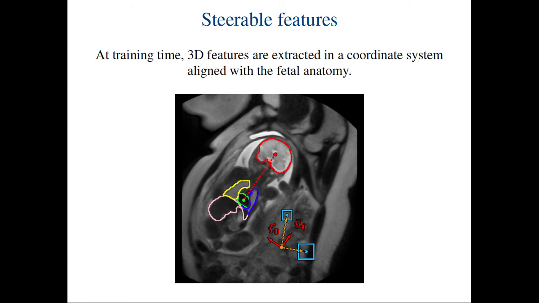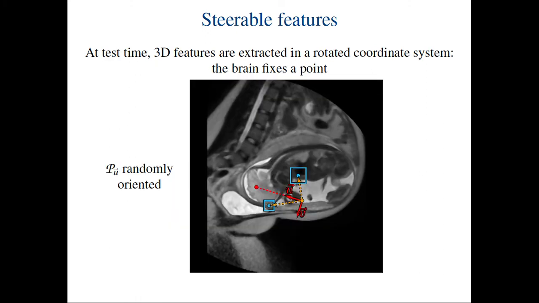At training time, 3D features are extracted in a coordinate system aligned with the fetal anatomy. At test time, 3D features are extracted in a rotated coordinate system. The brain fixes a point, while the heart fixes an axis.